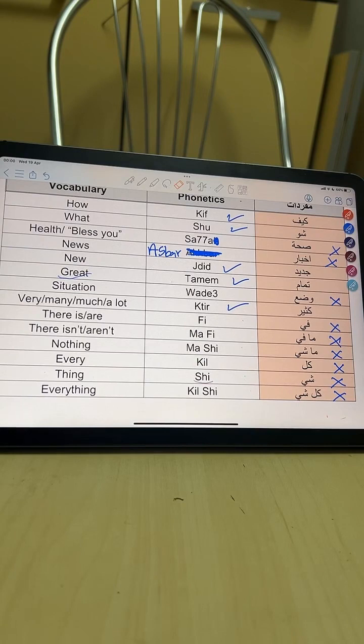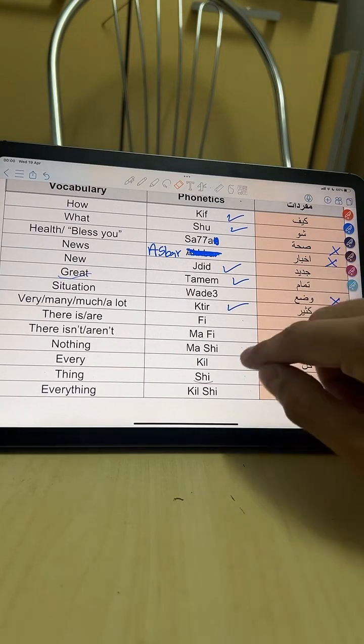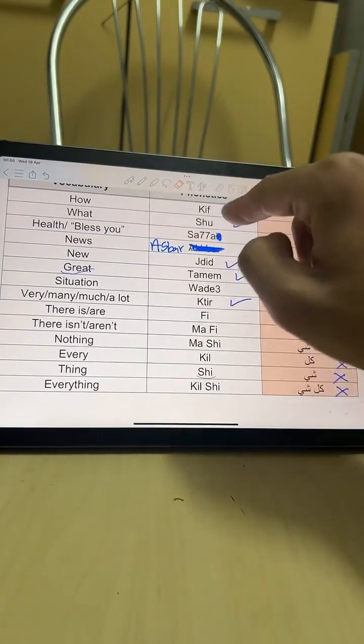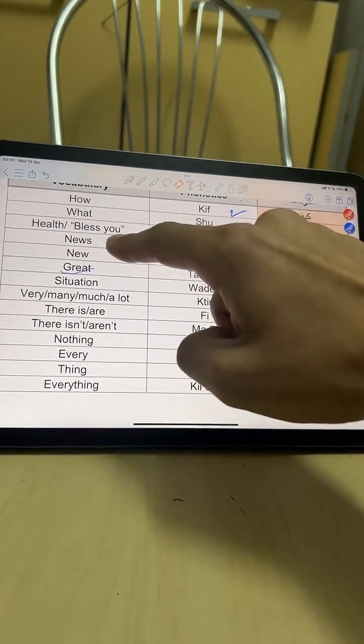Very simple. So as you can see, kif is what? Shu? No, kif is how. Shu is what. Saha, it's bless you or health.